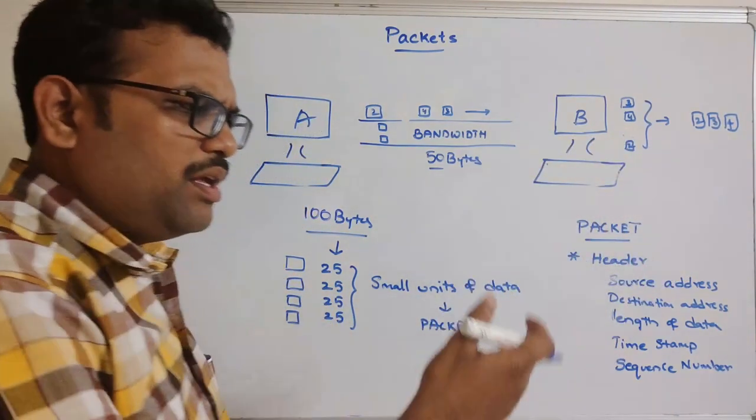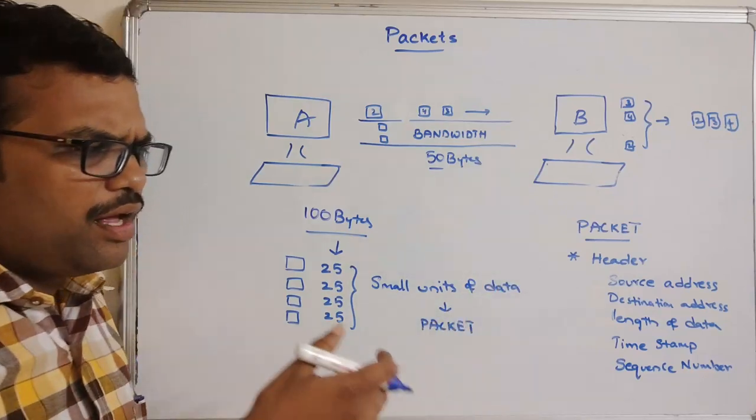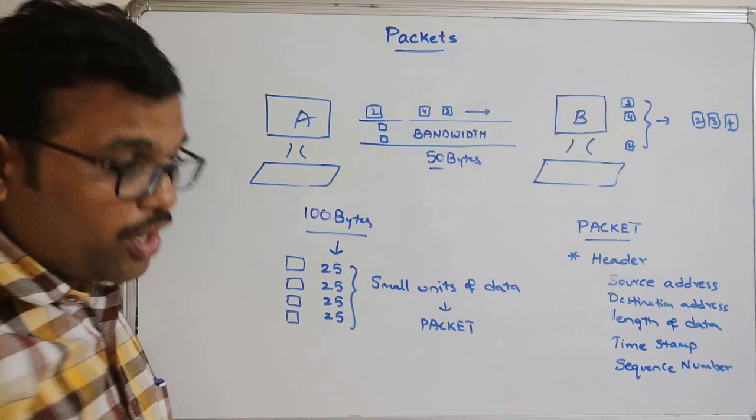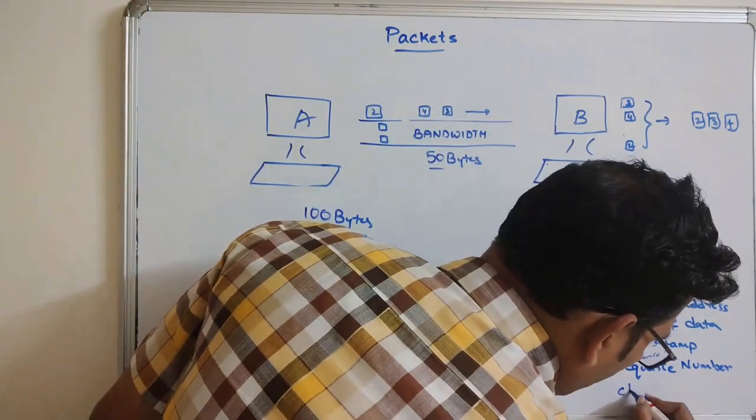So apart from this, there are seven more fields. Okay, there are seven more fields. Okay, also there will be checksum, header checksum.